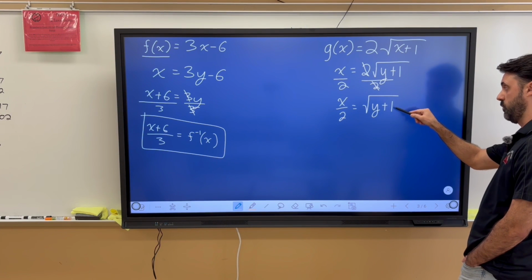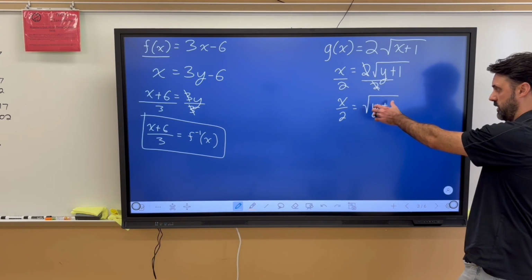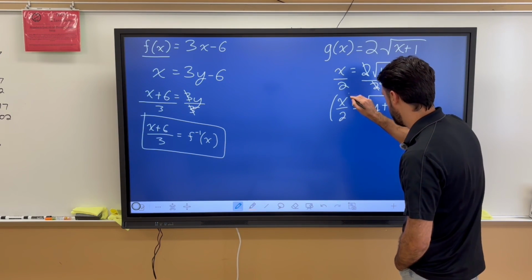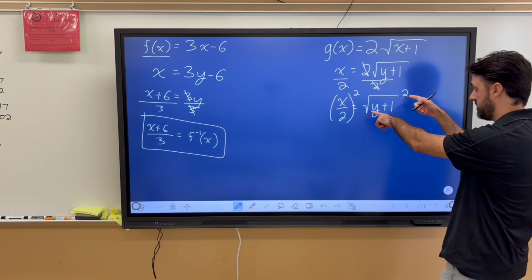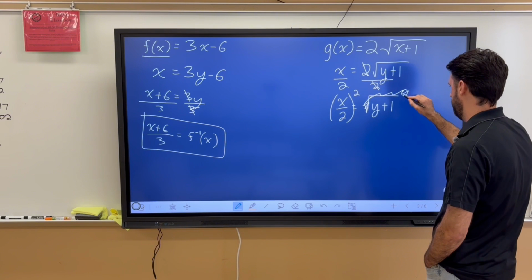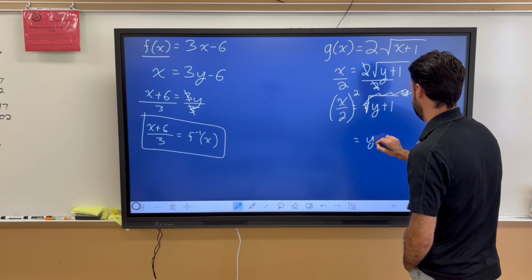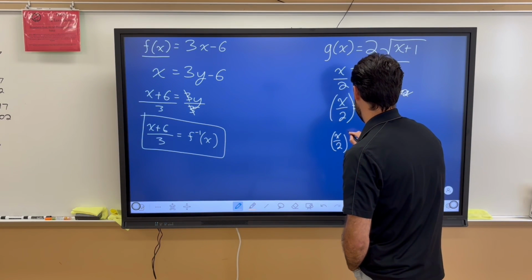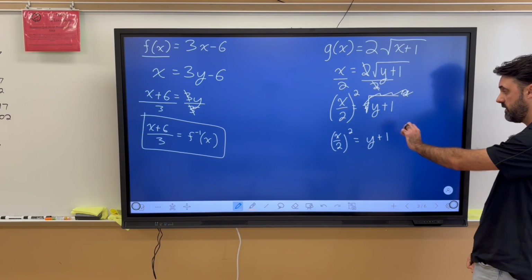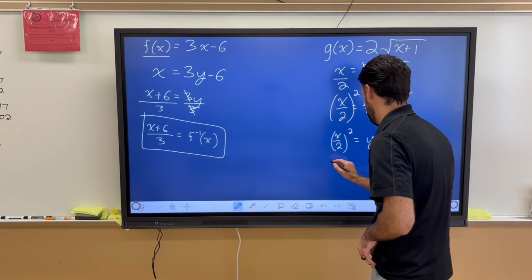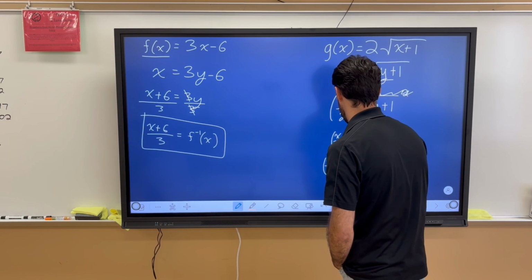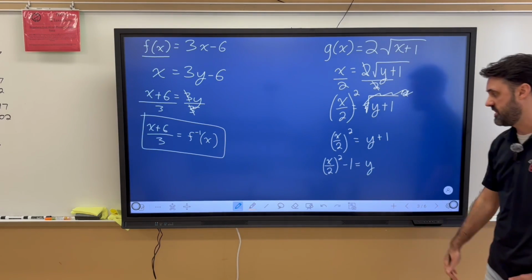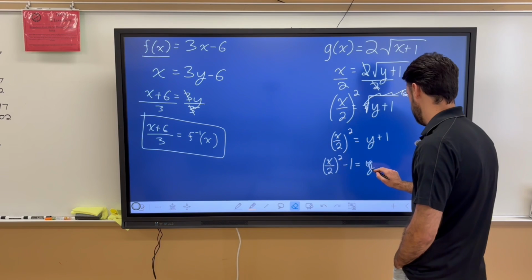Now we can't move the plus 1 yet because it's underneath the square root. And so to get rid of a square root, the opposite operation is to square both sides. So we're going to square the right-hand side, and we're going to square the left-hand side. And again, these are opposite, so those do cancel. So our right-hand side is just y plus 1. And our left-hand side is x over 2, all squared. All right, all we have left to do now is to subtract that 1 over. And so that gives us x over 2 squared minus 1 equals y. And again, we're going to change that y back into f inverse, since this is the inverse function.